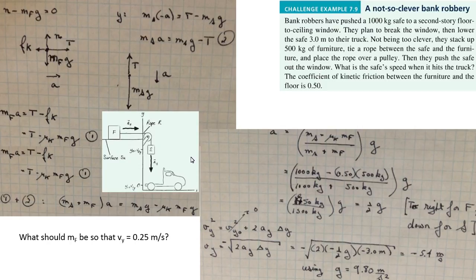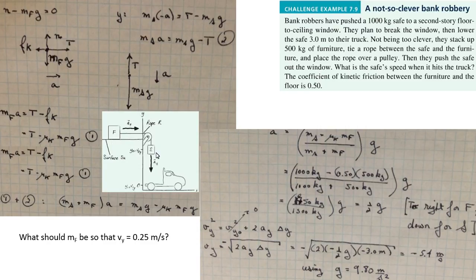So the scenario, and you can see from this picture here, is there is a safe that's in the process of being stolen. That's S, and there is a large mass of furniture that's put together here to slow the descent of the safe to the bed of the truck. There is a 3-meter drop that the safe has to undergo to get to the bed of the truck, and there's a 0.5 coefficient of kinetic friction between this large furniture mass and the floor.